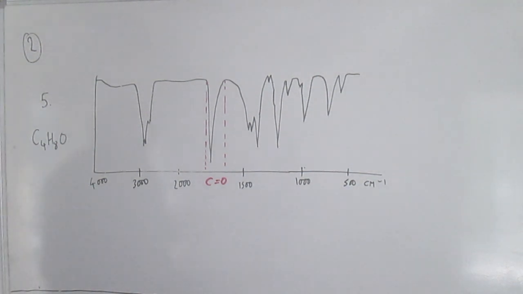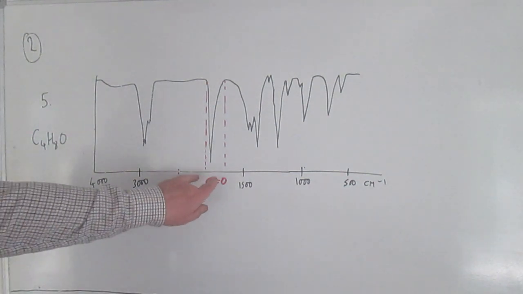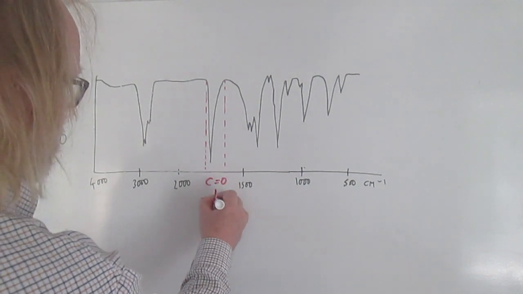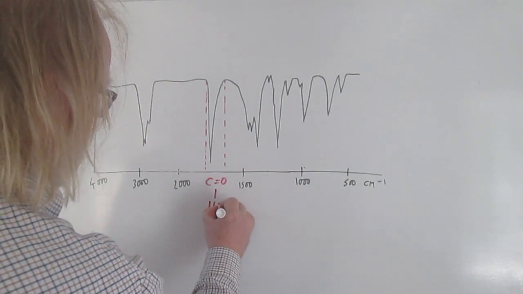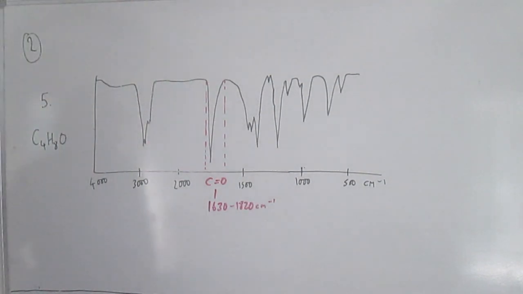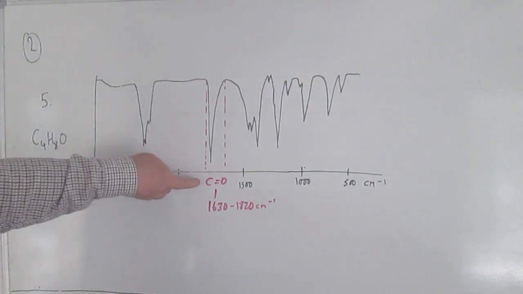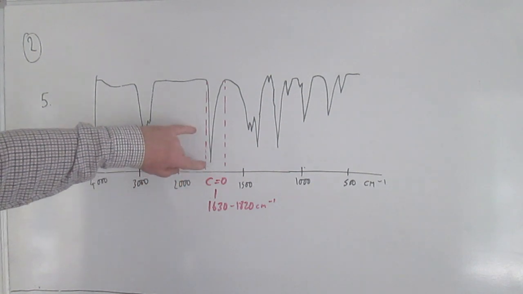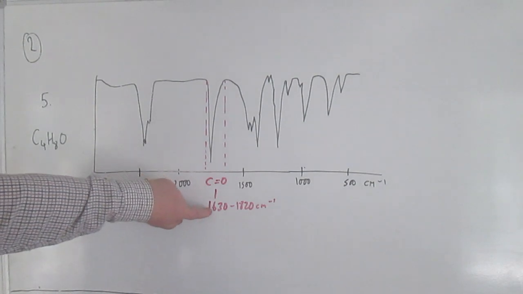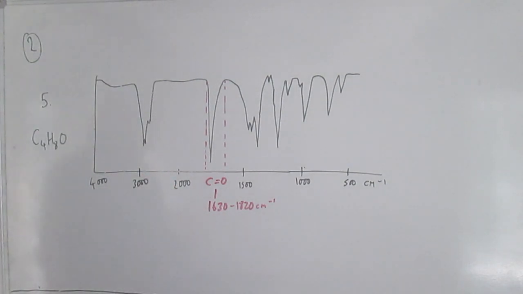When you're writing down actual exam answers, it's important to show your working like that, to identify the group, but also to quote the data sheet, to actually write down 1630 to 1820 cm to the minus 1. So when you're explaining how you've used your infrared evidence, it's important to write down both what you think the bond is that's vibrating, that corresponds to that peak, and how you know that by quoting the numbers from the data sheet.